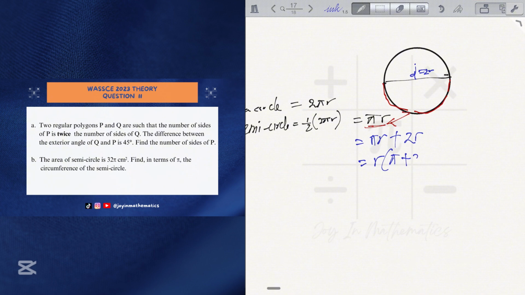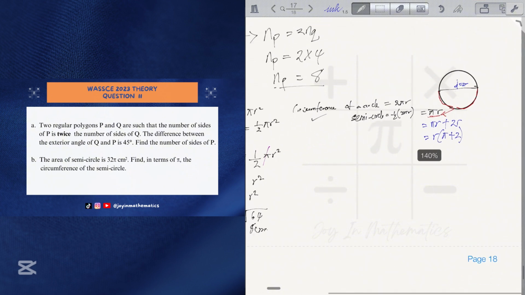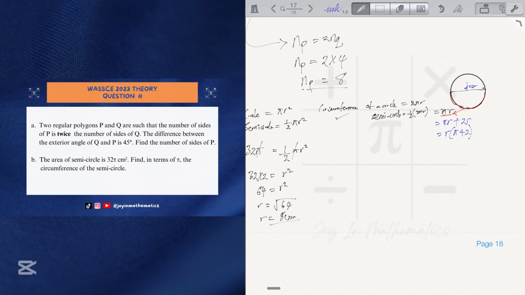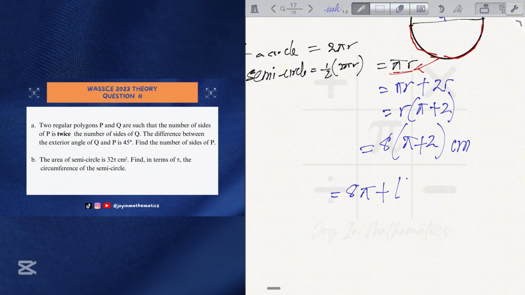When we factorize this with r, it will be r times pi plus 2. So making our substitution now, we know that our radius is equals to 8 centimeters. So the circumference of the semicircle will be equals to 8 into pi plus 2 centimeters. You can choose to open up the bracket and say this will give us 8 pi plus 16 centimeters.